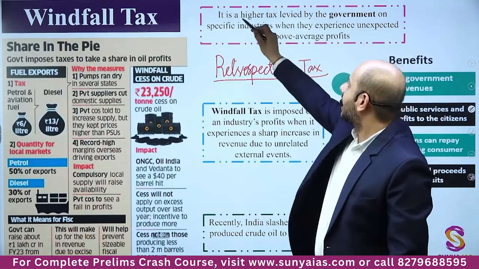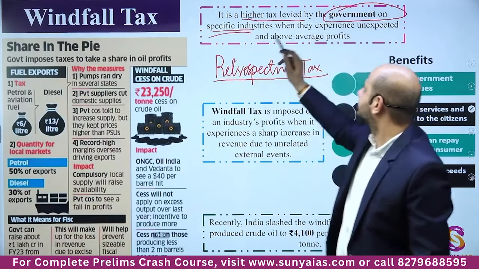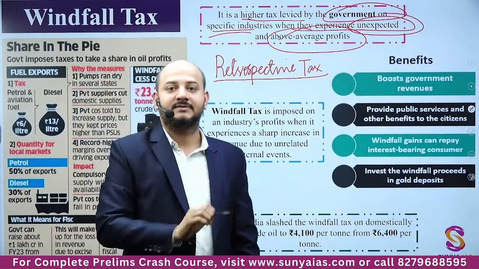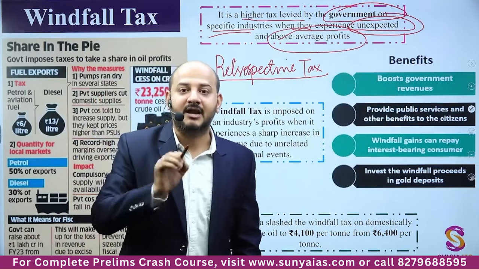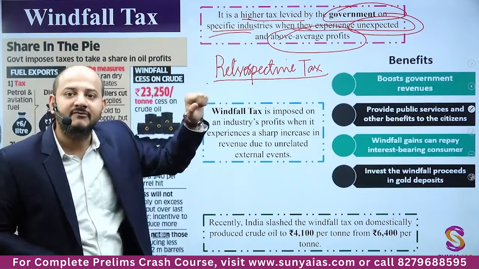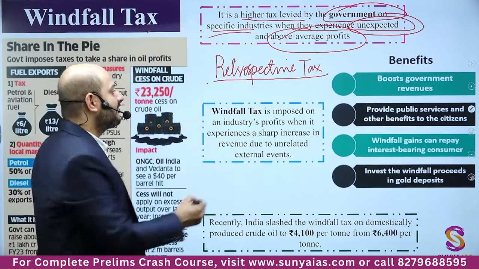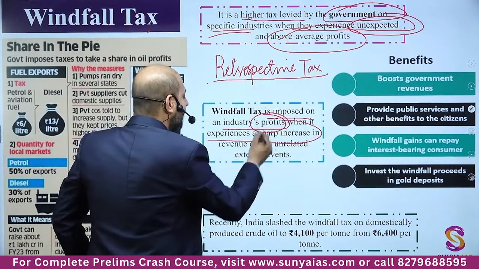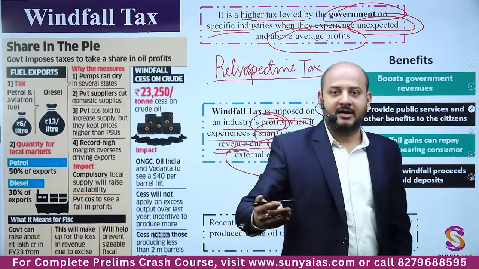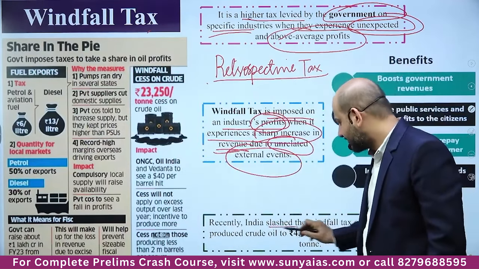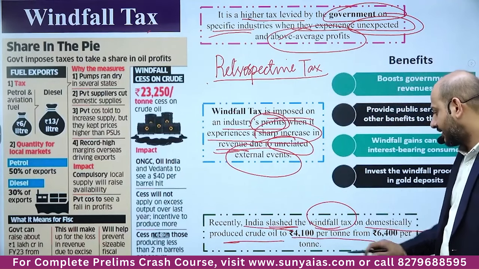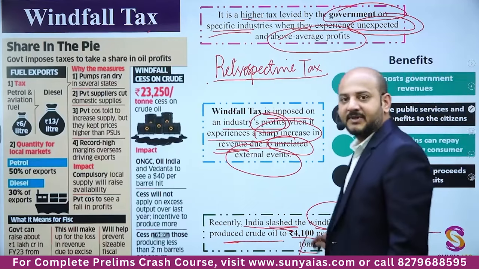Kafi zyada ho jata hai. It is a higher tax levied by the government on specific industries when they experience unexpected and above average profits, and that too not because of their own efforts, but rather because of certain unnatural circumstances, and this is going to benefit the government if windfall taxes are put over there. Okay, windfall tax is imposed on an industry's profits when it experiences a sharp increase in revenue due to unrelated external events. Recently, basically last year, this windfall tax was imposed. Recently, it has been slashed. Recently, India slashed the windfall tax on domestically produced crude oil to 4,110 per ton from 6,400 per ton. Iska hi ek correlation hai.